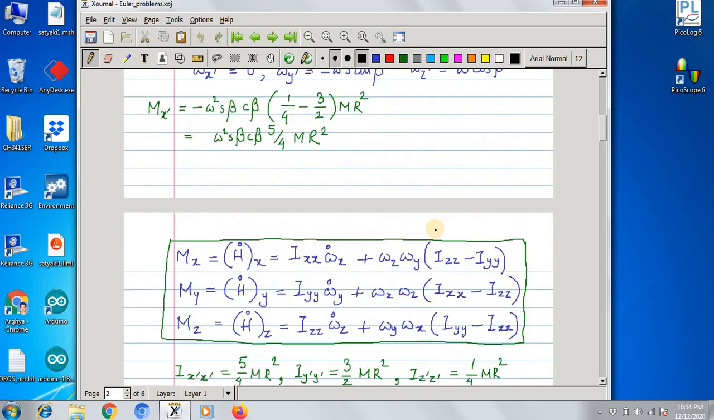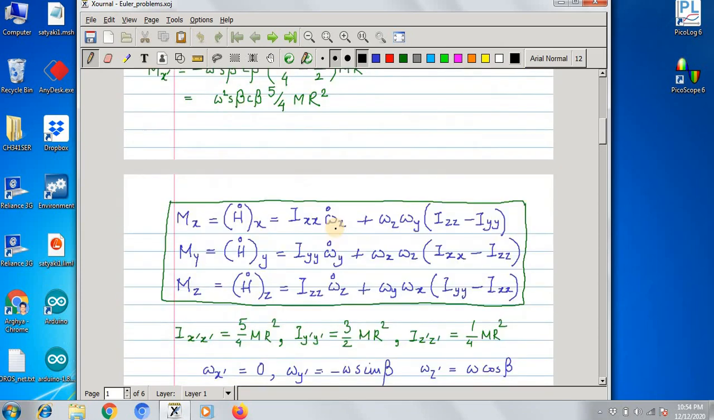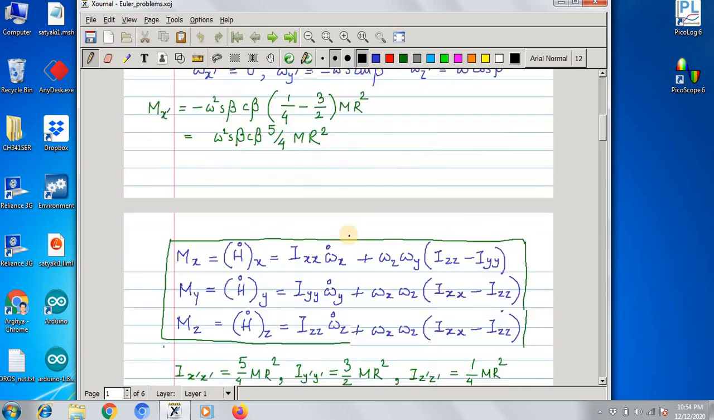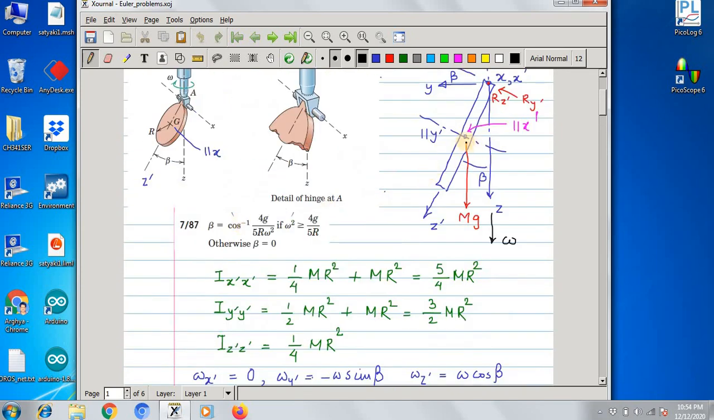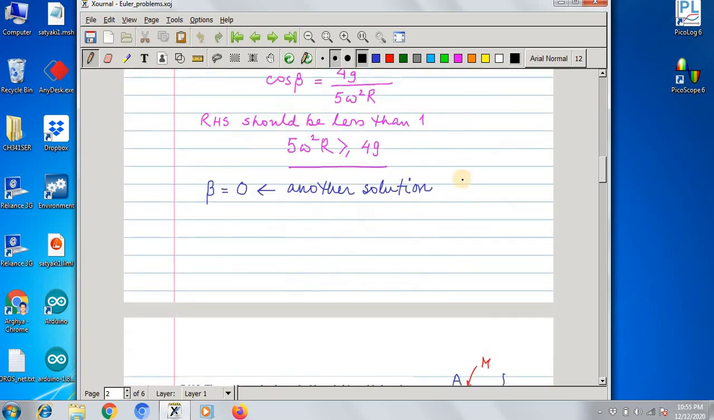And another solution is beta equal to 0. When beta equal to 0, then only this component remains, this is 0. So here this component remains omega, this is 0. So all these right hand sides are also 0. So mx is 0, and when beta is 0, if this moment term is not there, mx is also 0. So beta equal to 0 is another solution.